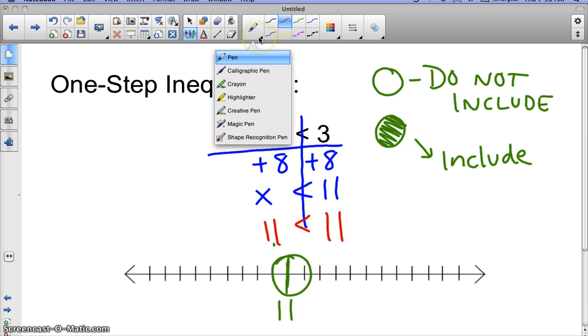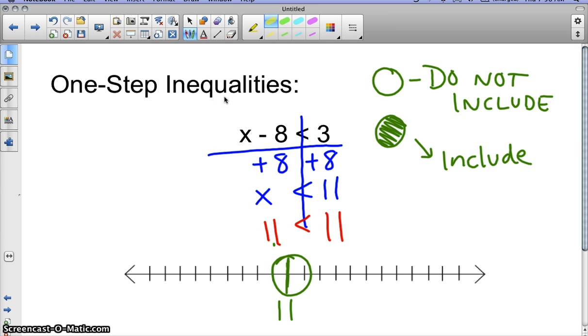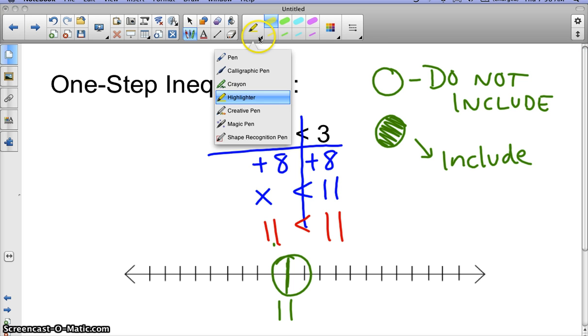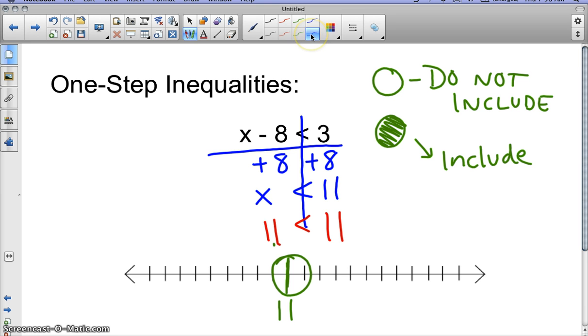So here's what we do. We plug in another number. So an easy number to plug in might be 0. So if I say, is 0 less than 11? So again, let's write it out. So is 0 less than 11? This is a true statement.